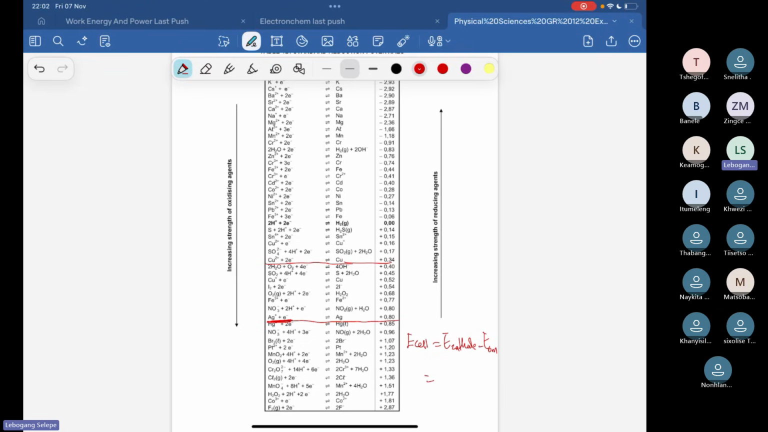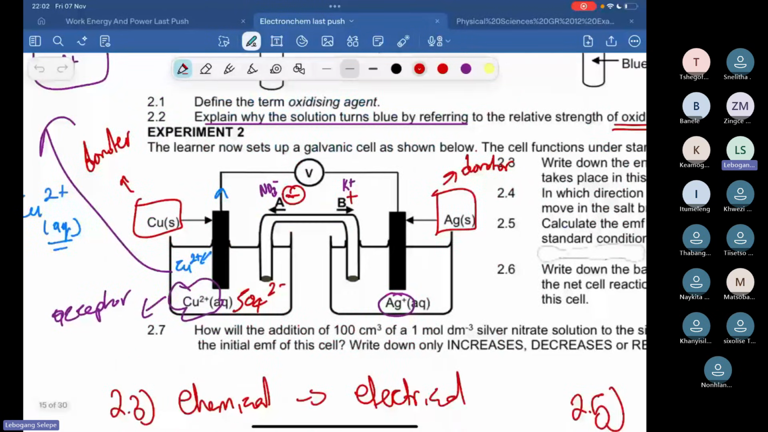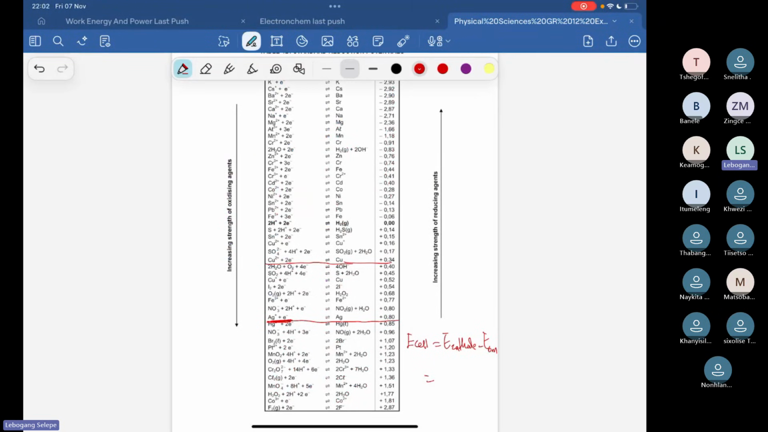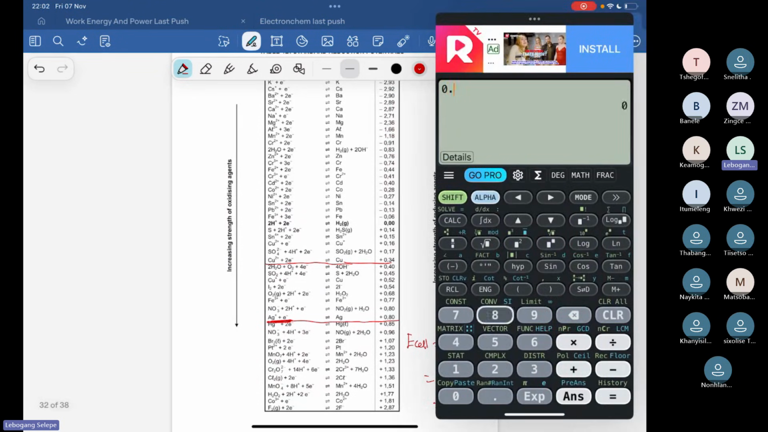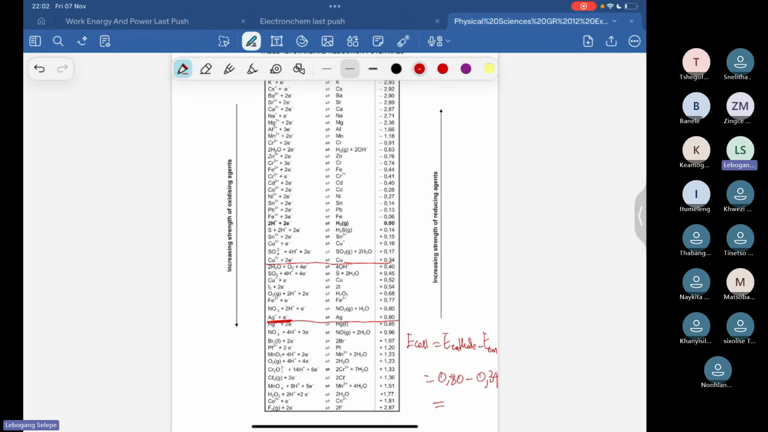So which one is our cathode? The one that is being coated. Let me go back here just to see. It's this one, right? Because Ag+ accepts electrons, it becomes Ag solid, which is becoming coated here. So we're going to take this value of 0.80 minus 0.34 and put that in our calculator. 0.8 minus 0.34 is 0.46 V. So this would be your E cell for this reaction. Then you just get your 4 marks for doing it.